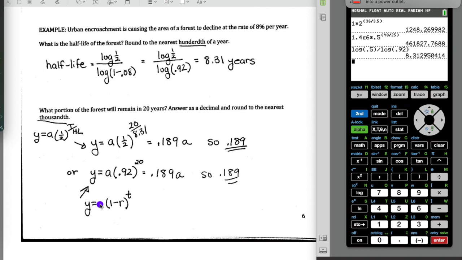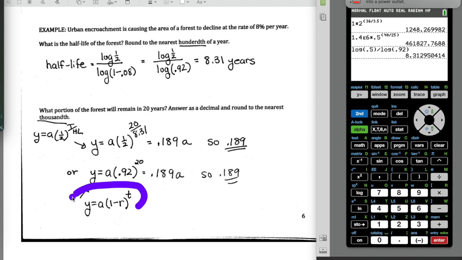I'm going to leave a alone because we don't know what a is, but I'm going to put in, let's see, it was 0.08 for r. So I'm going to get 1 minus 0.08, which leaves me with 0.92 raised to the power of t, and t is 20 years. So I put 20 in here, and when I work that out, and I take 0.92 raised to the 20th, I get 0.189 times a, which would also give us a factor of 0.189.